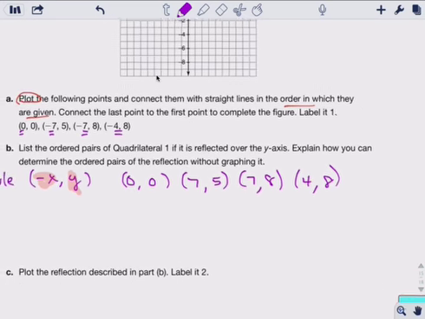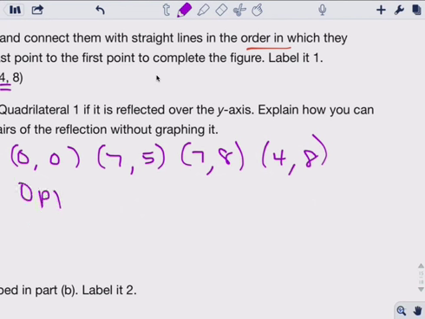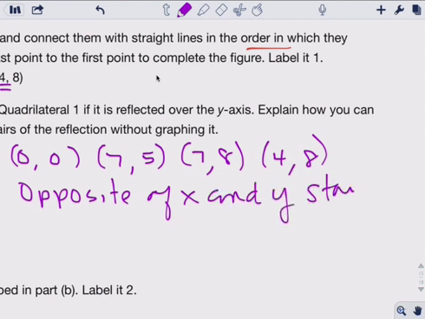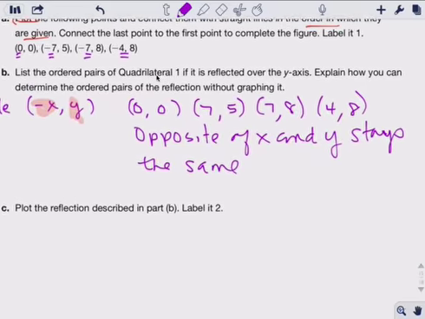Explain how you determine the ordered pair. Okay, you can say the opposite of x and y stays the same. We should say coordinate. Y stays the same. I bet you they want the word coordinate here. But anyways, plot and label it 2.